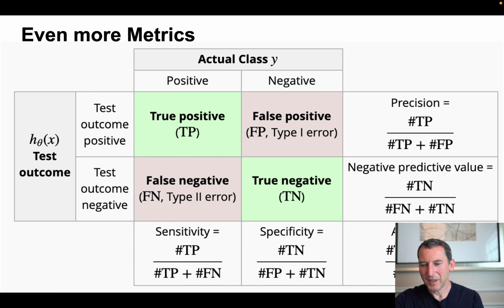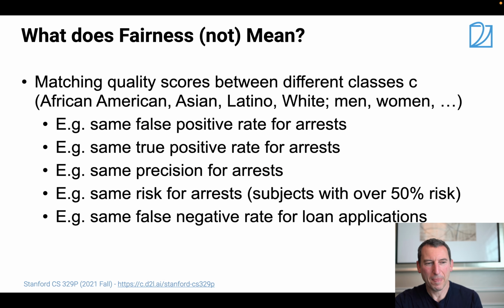Okay, so now that we have all those metrics, well, what does it actually mean? Well, the thing is, we might want to match quality scores between different classes, let's say, whether it's by race or by gender or by age or by location. But now you can immediately ask a question like, is there the same false positive rate for arrests, right? Or do we have the same true positive rate for arrests, right? Sounds like it's almost the same, right? But it's not quite.